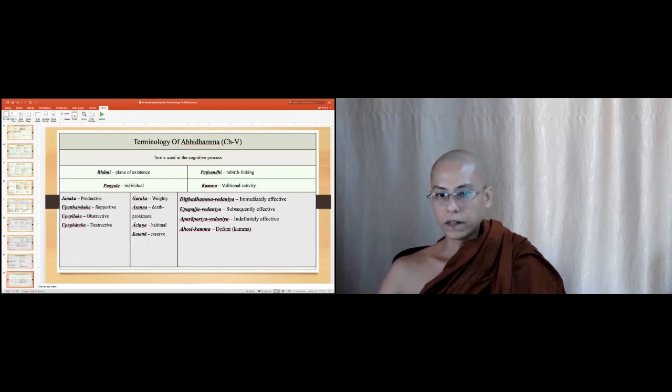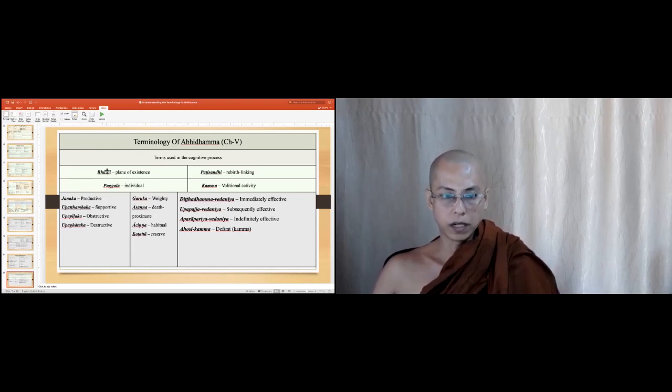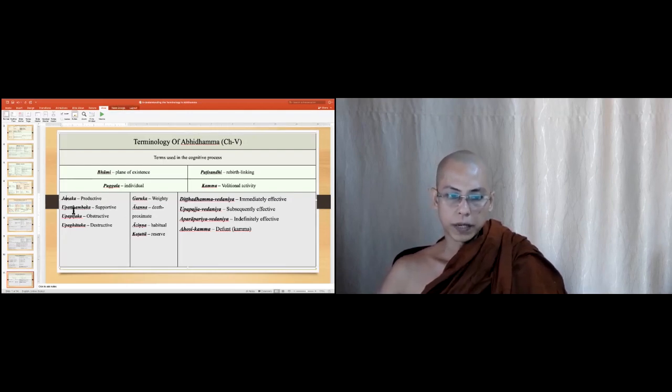Then chapter 5, Viti Mutta. So it will talk about the Bhumi, the plane of existence, Patisandhi, rebirth linking, Pugala, individual, and Karma, volitional activity. Here I did not mention many of the words about the Bhumi or Patisandhi. Here I just collected some words related to the Karma. So Janaka producer, Upatambaka supportive, and Upapilaka obstructive, Upaghataka destructive, Garuka weighty, and Asana death proximate. So the Asana Karma is the Karma close to the death.